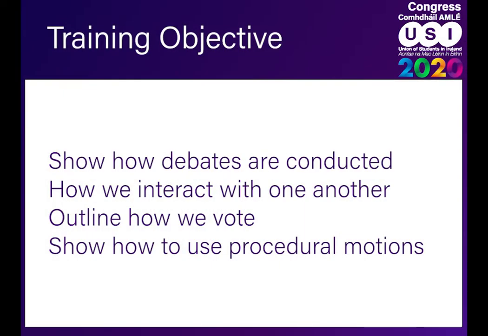The objective of this video is to show how debate online at Congress will take place. During this video, you will see how we conduct each debate, how we interact with one another, and how we eventually vote on each motion before Congress. You will also see some of the procedural motions which we use to keep debates and motions flowing quickly through Congress.